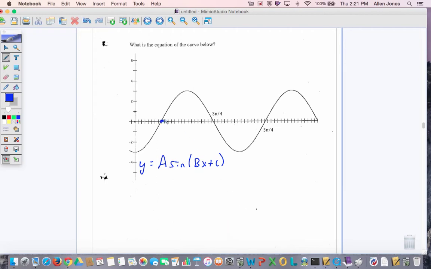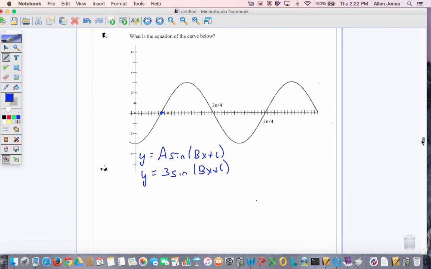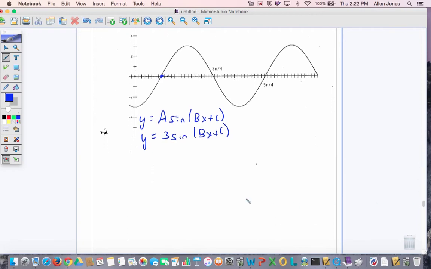If you want to feel like you're a little bit more advanced, by all means, go ahead and attempt a negative amplitude. But I'm going to pretend this graph is basically starting here, and this is our full period right here. So it's a positive amplitude. If we start with a sine curve, it's going up to 3 and down to -3. So I'm going to do 3 times the sine of bx plus c.